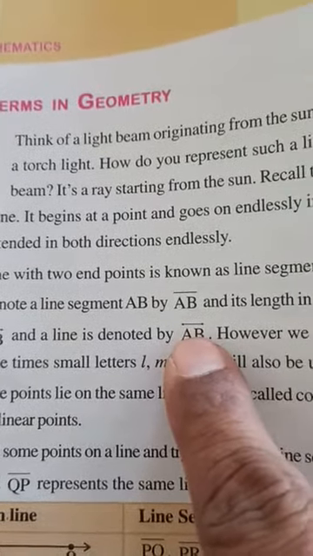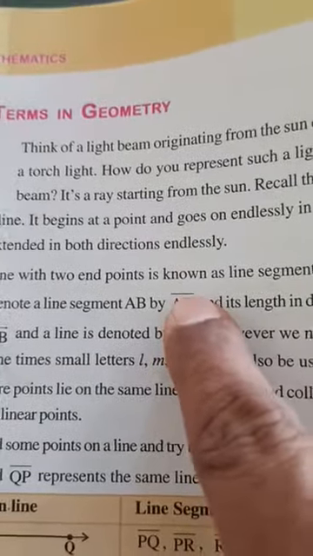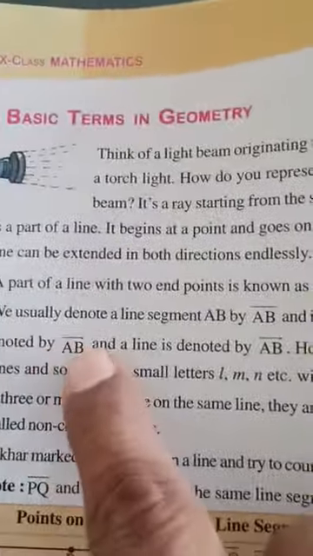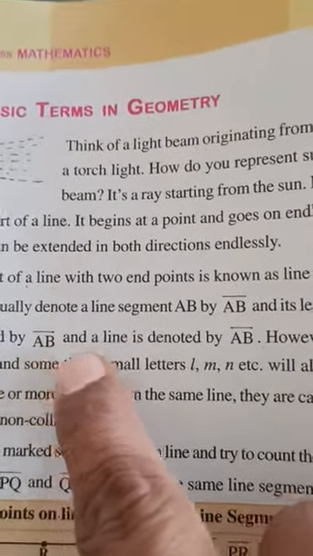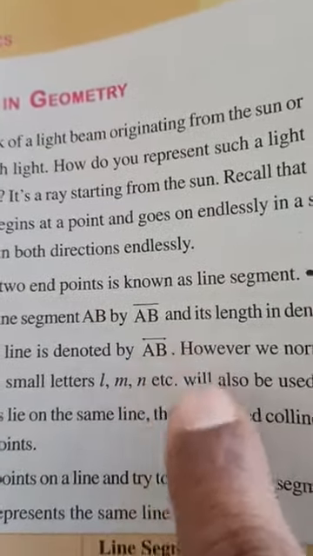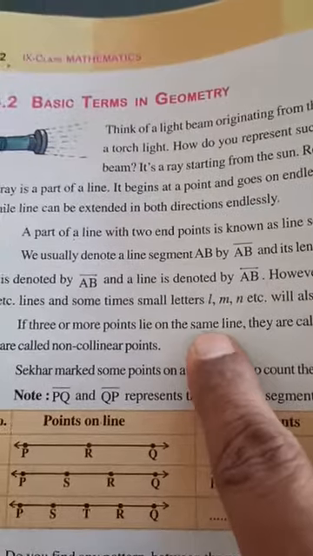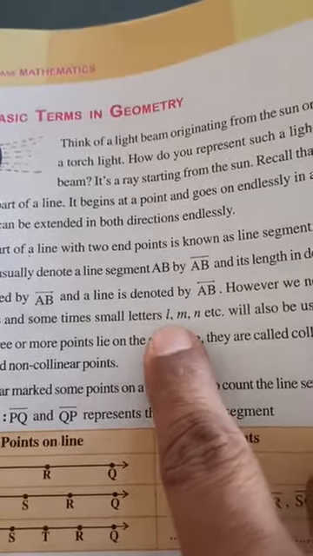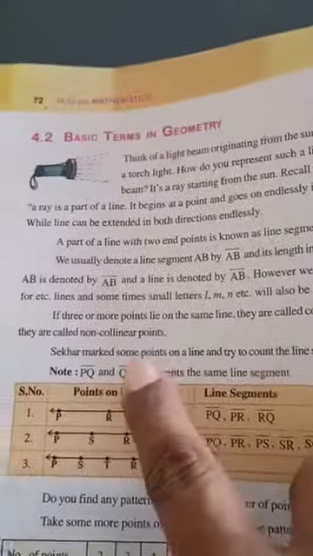Whatever you are representing, write 2 points. If it is a line segment, draw the segment symbol upon it. If it is a ray, draw the ray symbol upon AB, where the initial point is A. If it is a line, draw the line symbol upon it. Sometimes we normally use small letters to represent lines. For example, if 3-4 lines are there, we represent L is a line, M is a line, N is a line. Small letters are also used to denote lines.